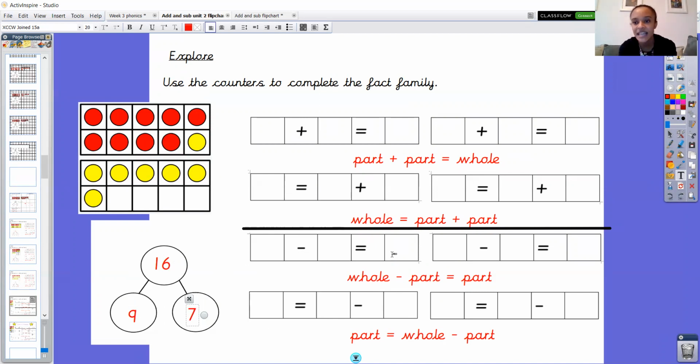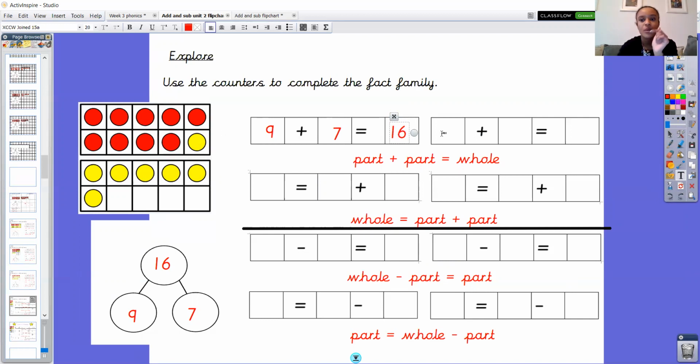Okay, so now I'm going to think about just addition. So remember the first two are just like we've done, part add part equals whole, swapping those parts round. So we can do that one nice and easily. We can think about our first part. Our first part is 9, our second part is 7, and our whole is 16. So 9 add 7 equals 16.